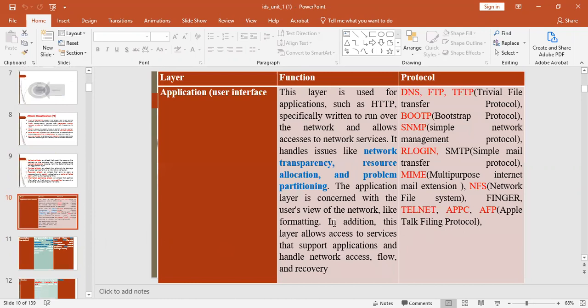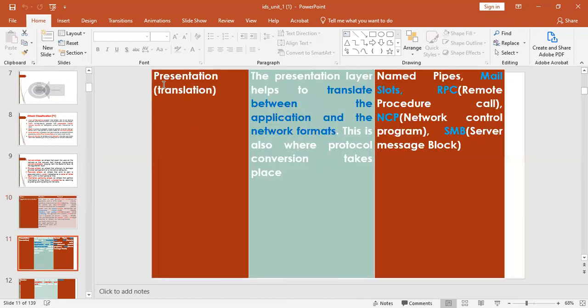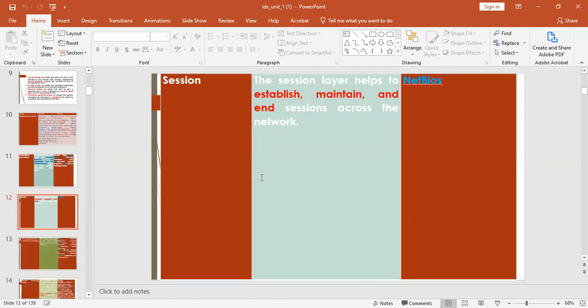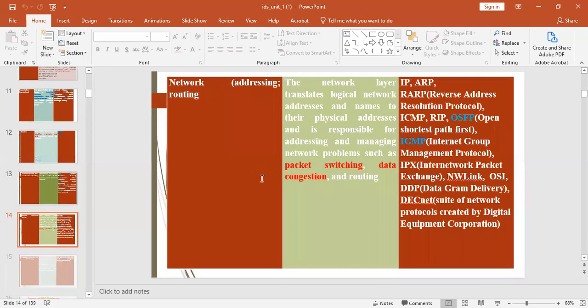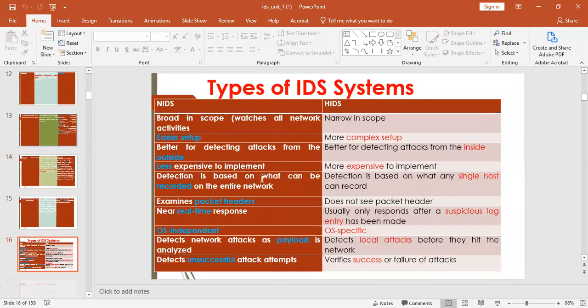One of the most expected questions in this unit is: at each and every network layer, what are the types of intrusions expected, and by using which protocol can we identify those intrusions. That is the important question. So read this one. At application layer, what are the protocols, and presentation layer, session layer, transport layer, network layer, physical layer.